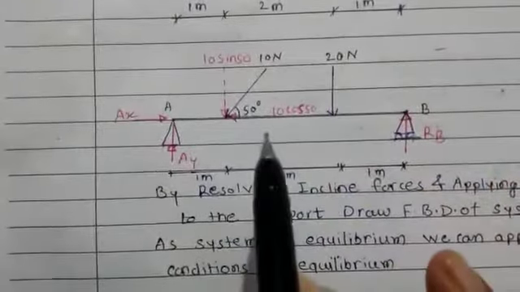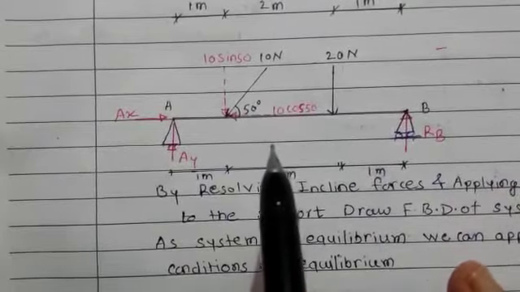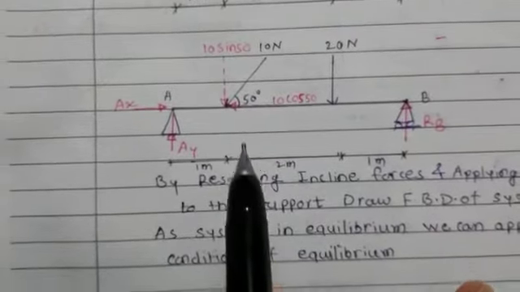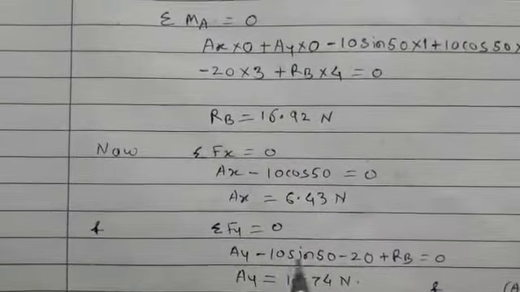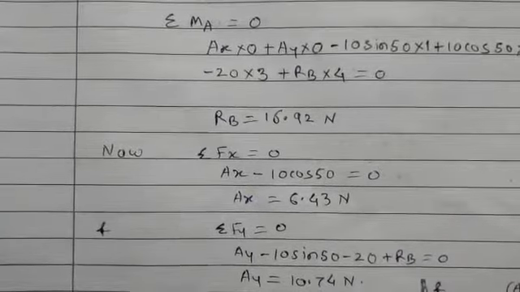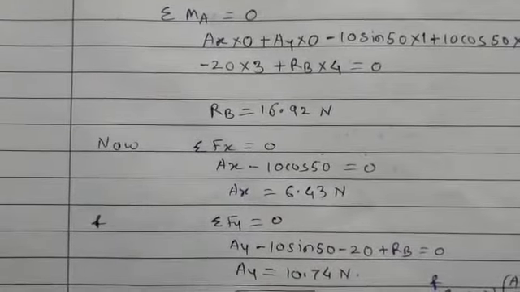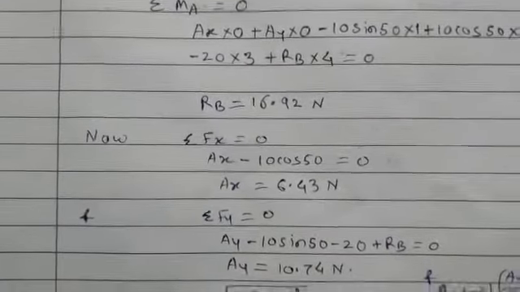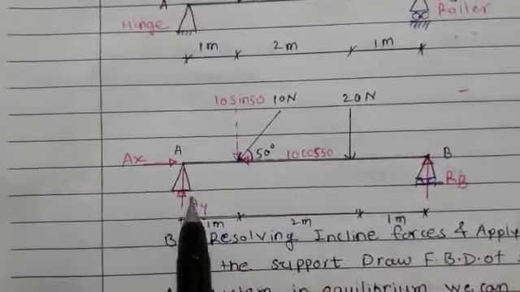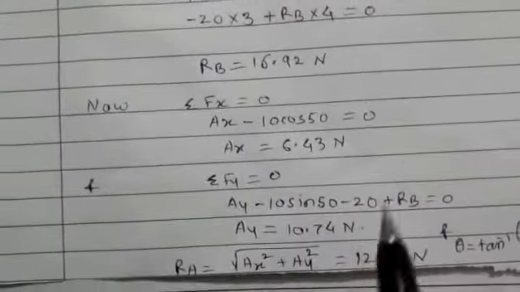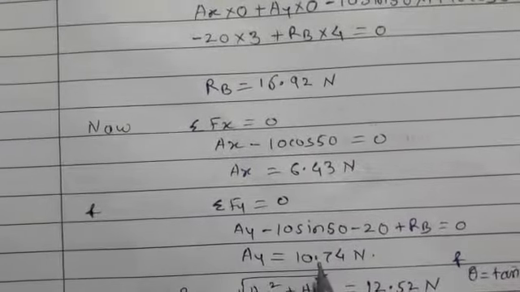Now we apply the next condition of equilibrium to this system, summation Fy, and then we have to equate it to 0. Hence AY minus 10 sin 50 minus 20 plus RB. Downward forces are negative, upward forces are positive. So here we can see in the figure this minus 10 sin 50 minus 20 plus AY and plus RB is equal to 0, and we got this equation and the value of AY.